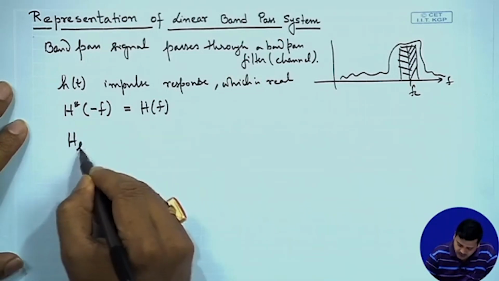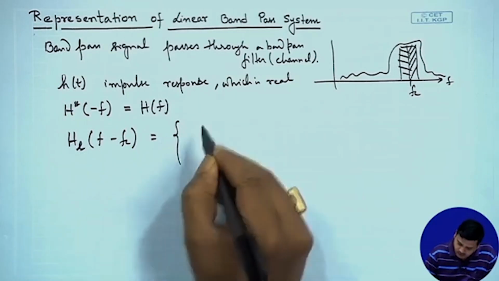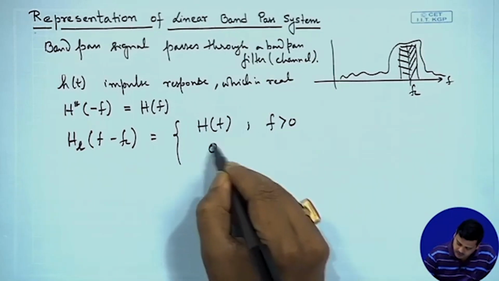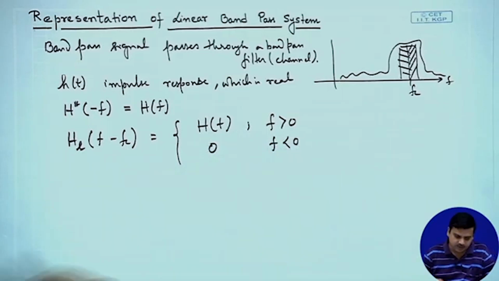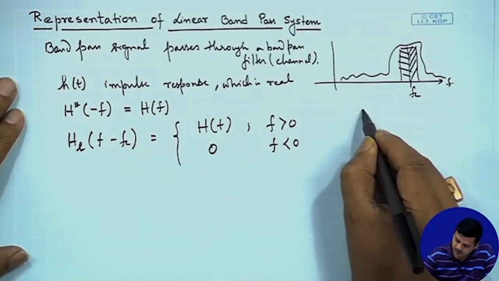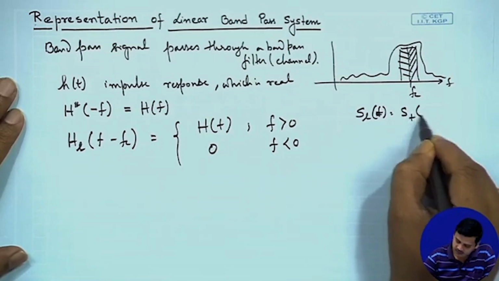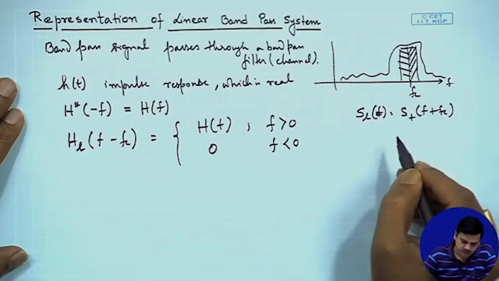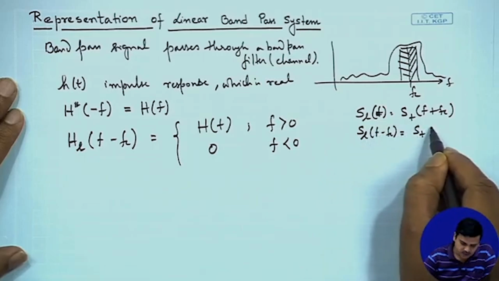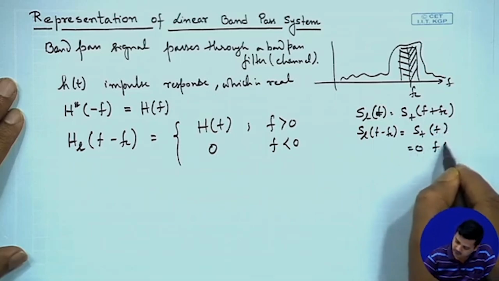that H_L of f minus f_c is equal to H of f for f greater than 0 and is equal to 0 for f less than 0. So this is again in the form that we have defined earlier. We had said that S_L of f is equal to S_plus of f plus f_c, if you would remember this, and definitely S_L of f minus f_c is equal to S_plus of f, right, which is equal to 0 for f less than 0.